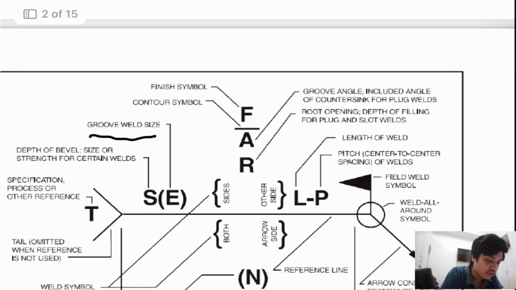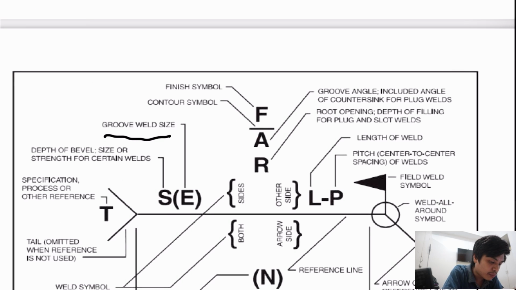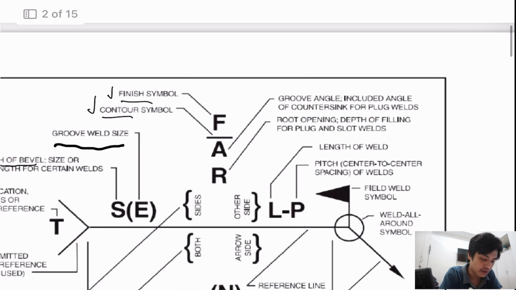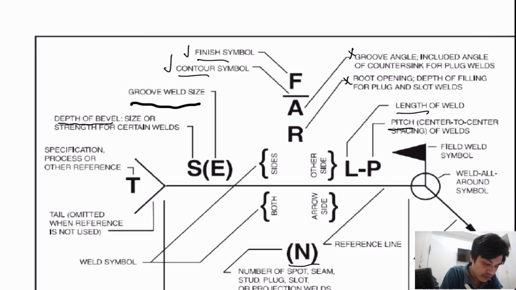Obviously, the groove weld size is for groove welds. Fillet welds also don't have depth of bevel in it, so that will not be part of it. Finish symbol and contour symbol can be part of the fillet weld, so they can be specified. Groove angle, root opening, and the depth of filling are not part of the fillet welds. As mentioned earlier, the length of weld and pitch can be specified in a fillet weld. This variable is for spot, seam, stud, plug, or slot welds, so this is not a part of a fillet weld.